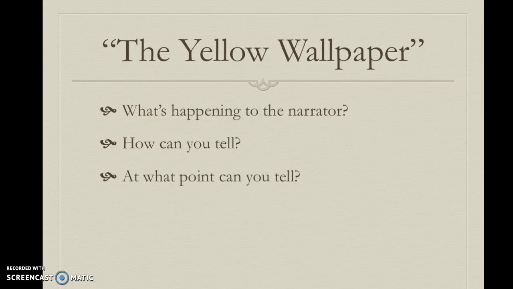And then when you read The Yellow Wallpaper, I want you to think about what's happening to the narrator in her mind. How can you tell? And at what point can you tell?